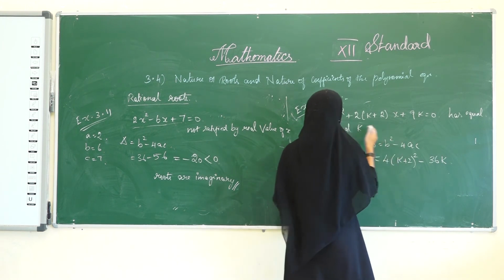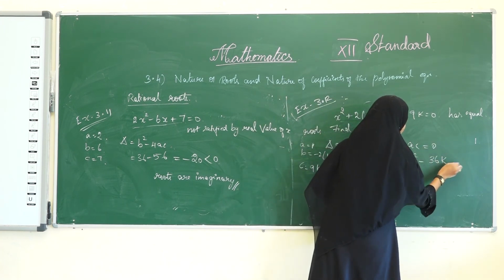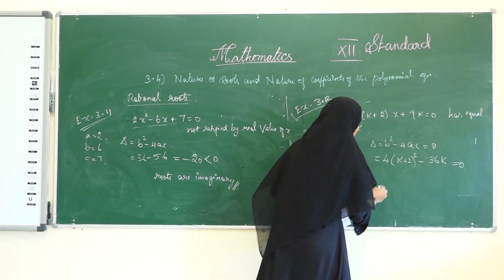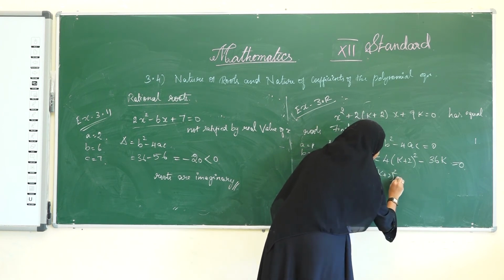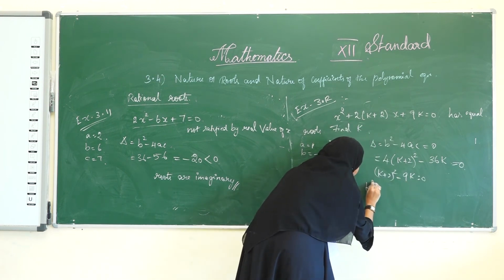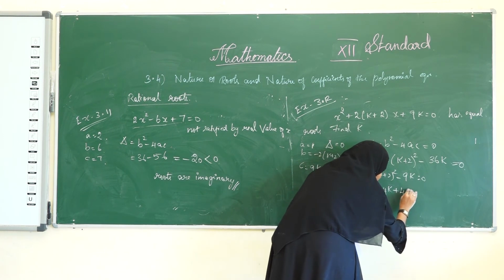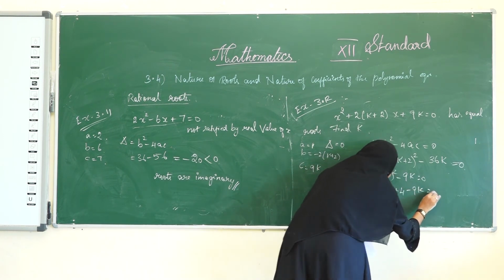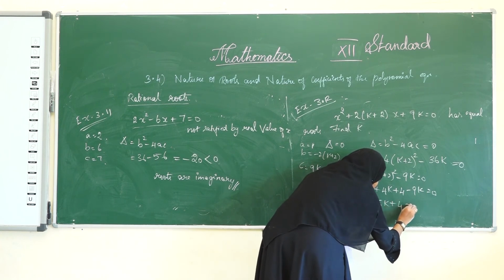Okay. See, they are given that it has equal roots. Therefore del equal to 0. Therefore we can take the 4 outside. k plus 2 the whole square minus 9k equal to 0. We are expanding this: k square plus 4k plus 4 minus 9k equal to 0. Therefore k square minus 5k plus 4 equal to 0.